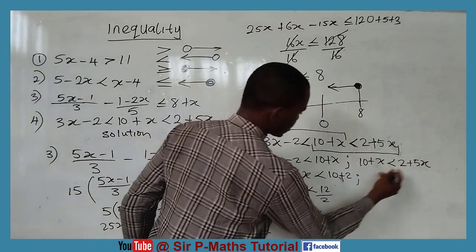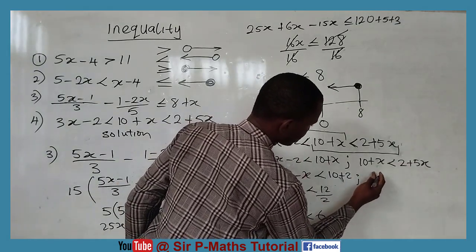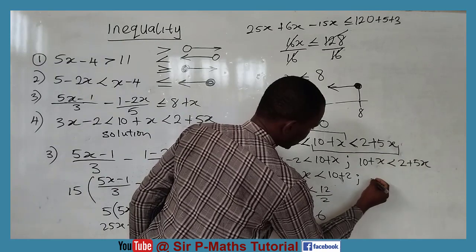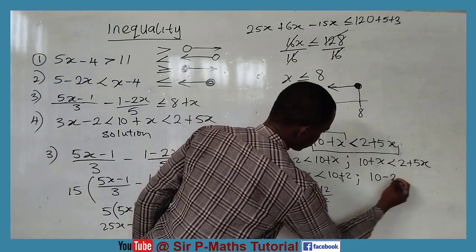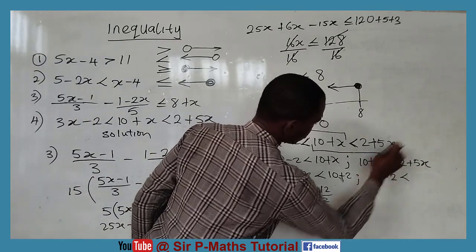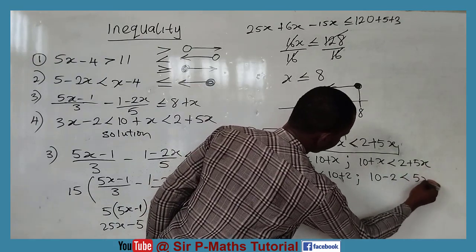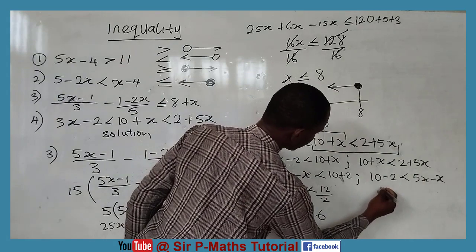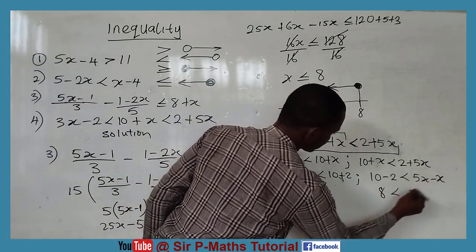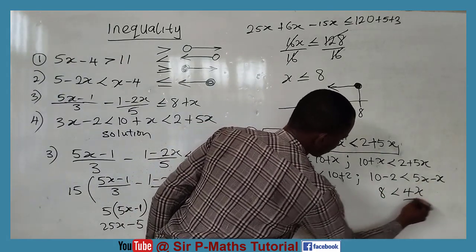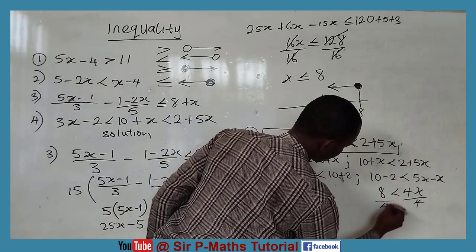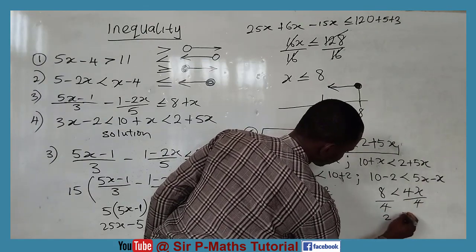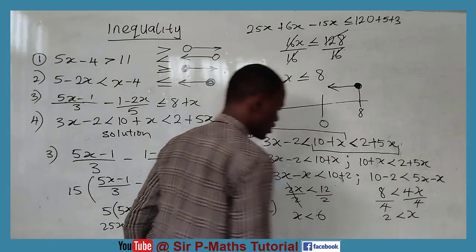Then on this other part, collecting like terms as well. 2 will come and meet 10. So I'll have 10 minus 2 less than x will go and meet 5. I'll have 5x minus x. Minusing here will give me 8 less than 4x. Divide both sides by 4. I will have 2 less than x.